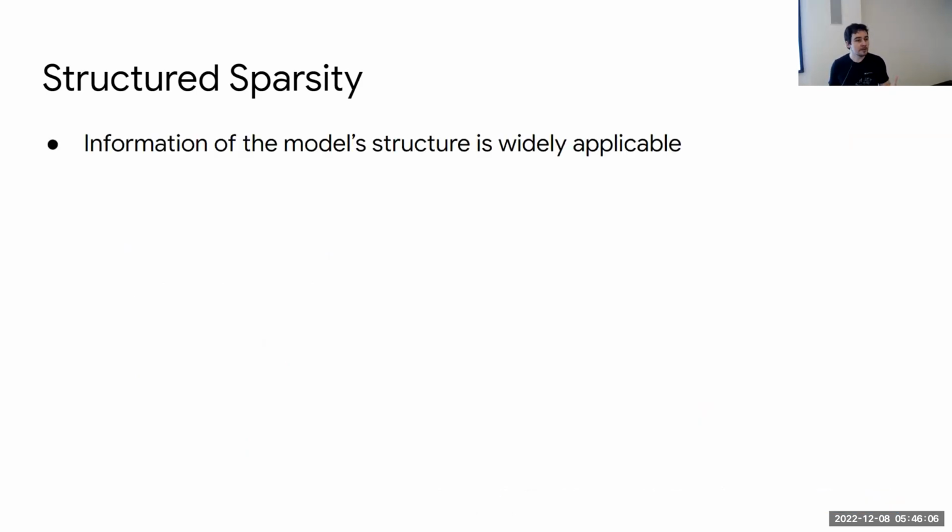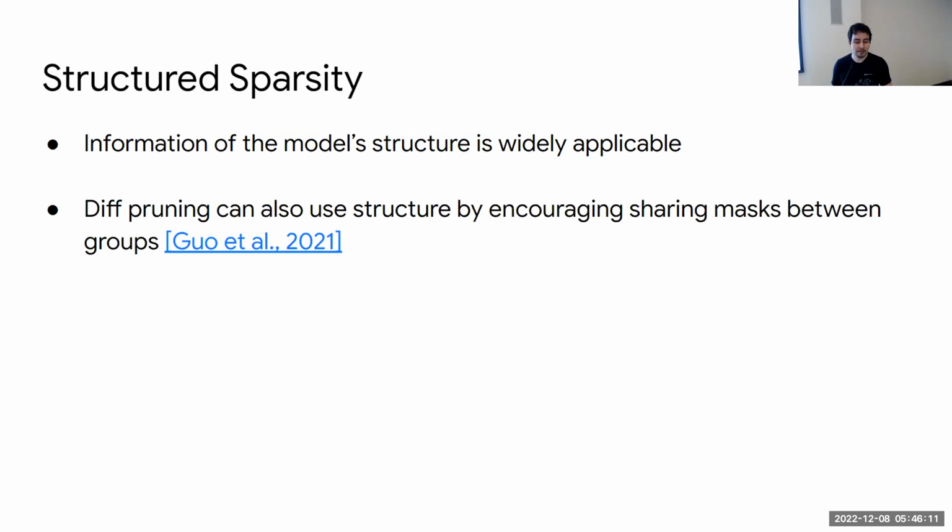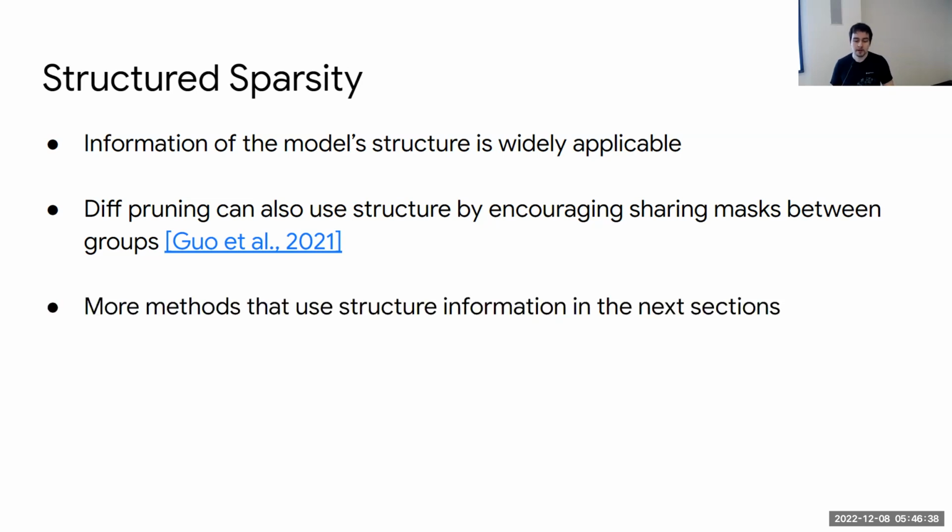So the main point of this section is that information about the structure of the model is quite widely applicable. For instance, another method, diff pruning, that I mentioned before in this past section, also proposed a structured variation, which can share the mask between different groups in the model, so different weight matrices in the model as well, because arguably having similar masks between similar representations can be informative when learning those masks. And in the next sections, I'm also going to talk more about other methods that use the structured information in different ways.